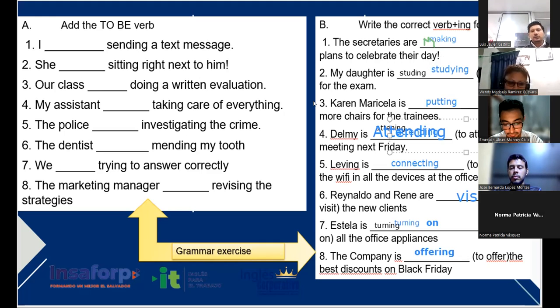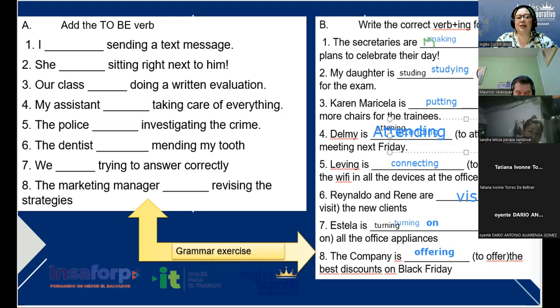Bueno, vamos a ver. Number three. What's the rule? What is the rule over there? What's the spelling rule? A ver, ¿quién recuerda? En la número 3. Bueno.